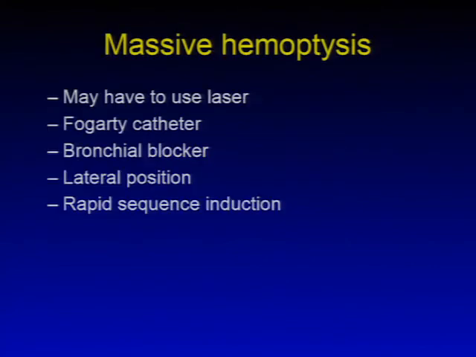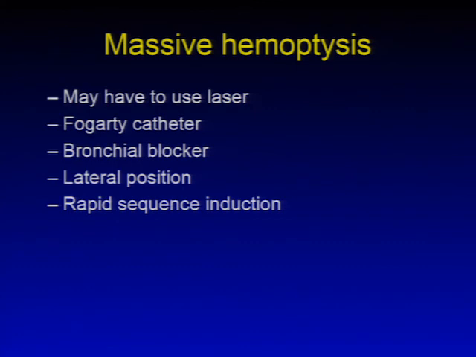Some special cases: a patient may come in with massive hemoptysis, and a laser might have to be used. An awake fiber optic sometimes is not the best choice because the field is blurred in these cases. A Fogarty catheter may have to be placed. A bronchial blocker may also have to be placed. The patient might require an awake tracheostomy. These patients may require a rapid sequence induction. Use suction, remove the heme from the airway, and then place the endotracheal tube.